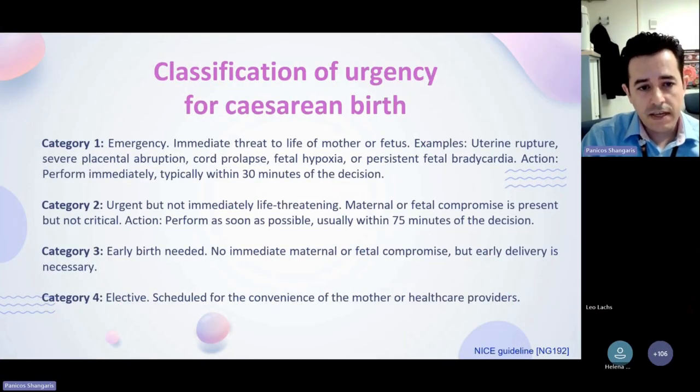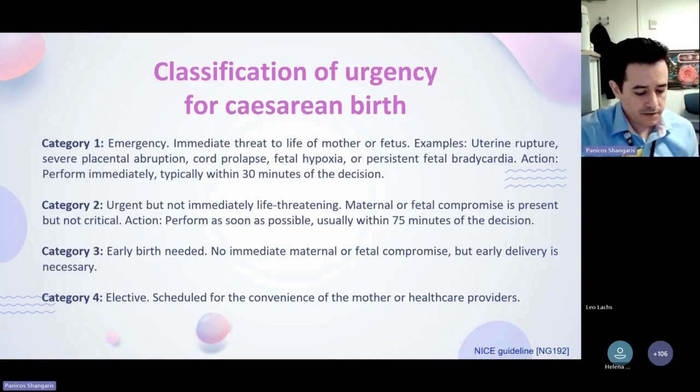So these are the classifications of the emergency cesarean section. We have category 1, 2, 3, and 4. Category 1 is usually when we need to deliver the baby like now, and the recommendation is to deliver the baby within 30 minutes. And this happens if there is an abruption, cord prolapse, fetal hypoxia, or persistent fetal tachycardia.